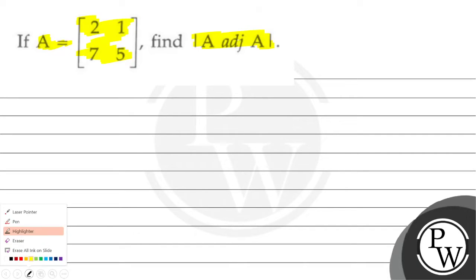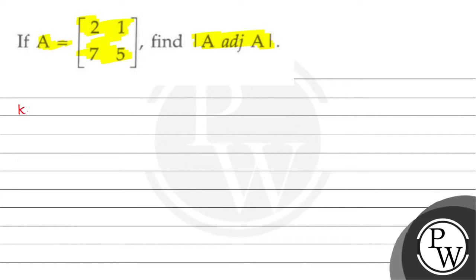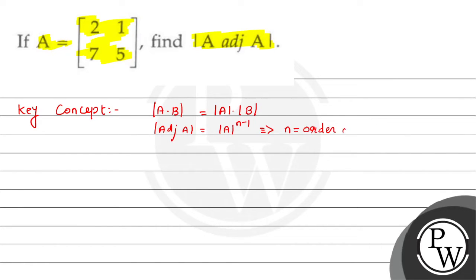Now come to the key concept. Key concept is determinant of A into B is equal to determinant of A into determinant of B. Determinant of adjoint of A is equal to determinant of A to the power n minus 1. Here n is the order of the matrix.